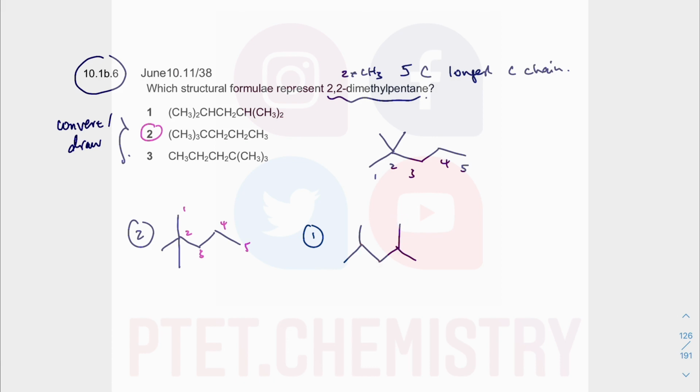Alright, so let's work out our longest chain carbon. 1, 2, 3, 4, 5. This is a 2,4-dimethyl pentane. Okay, this is wrong. 2 is correct, 1 is wrong. You are left with C, which is options 2 and 3 are correct.